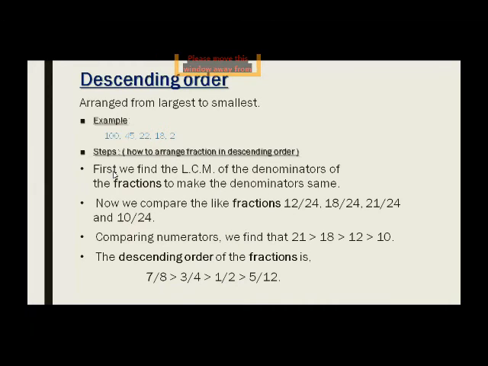So the steps, I am repeating the steps. First, we will find the LCM of the denominators of the fractions to make the denominators the same. When the denominators are different, first you will take the LCM. Then you will compare the like fractions, comparing the numerators. And then you will write the descending order of the fractions.